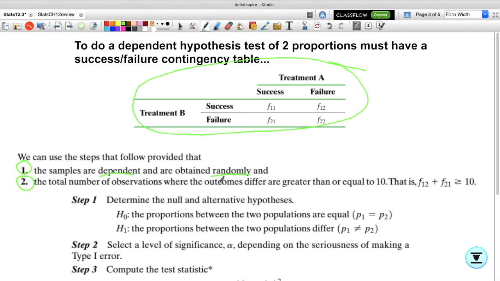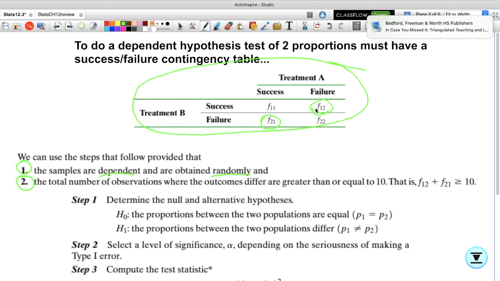So what that means when the outcomes differ, if this is happening to the same person, a difference would be where they have a success on one and a failure on the other. So this number represents a success here, but a failure here. And this number represents a success here, but a failure here. So if you think about it, these are errors, right?